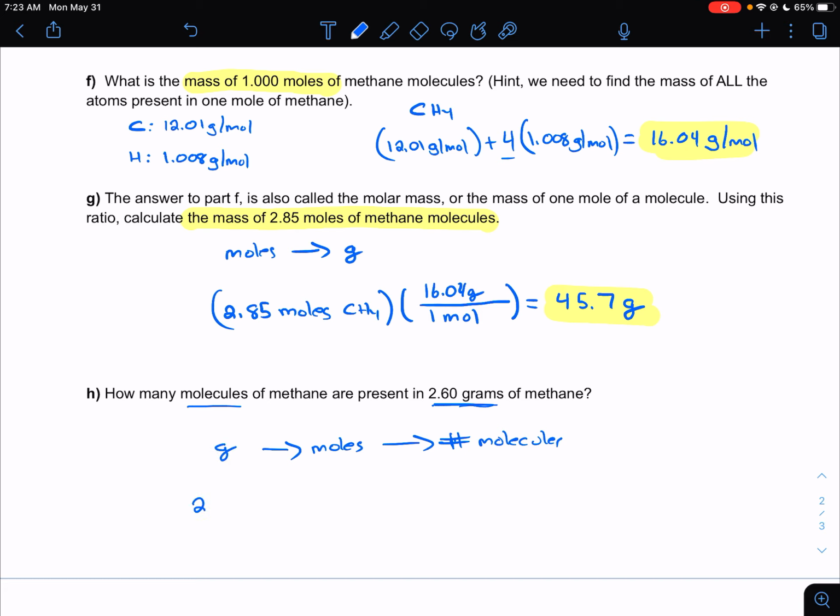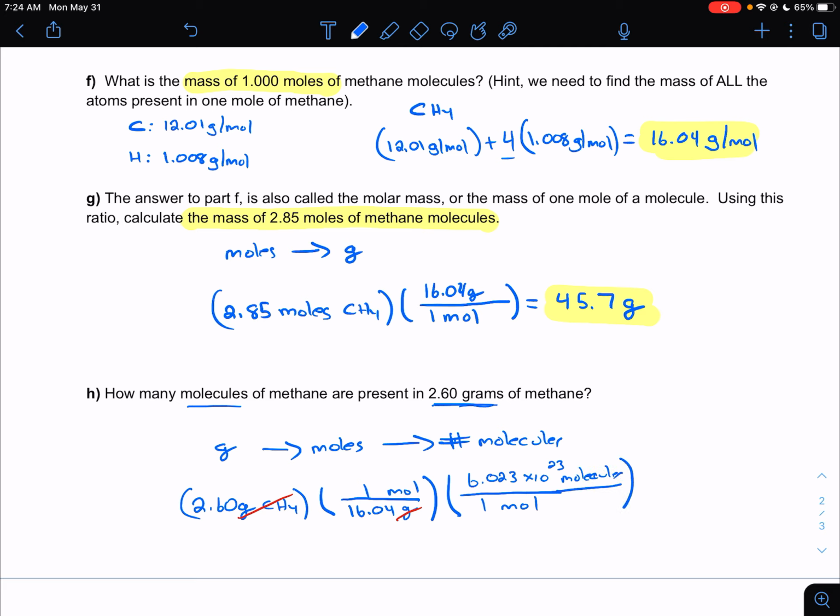So we're going to start off with our 2.60 grams of methane. And we're going to convert that to moles. So we have moles up top, grams on the bottom, 16.04 per 1 mole. And now, if we stopped now, grams would go away and we'd be left with moles. But we want molecules. So what I'm going to do now is say for every 1 mole, there's 6.023 times 10 to the 23rd molecules, right? So Avogadro's number just tells us the number of things per mole.